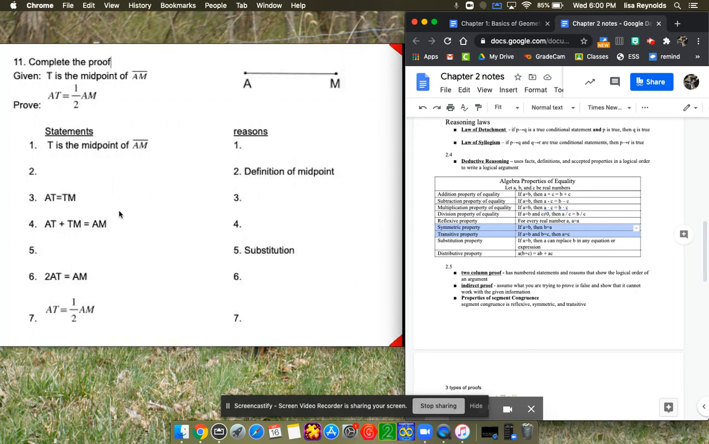So here's another one. We have a diagram. We are told in our given that T is the midpoint in this particular picture. So I find that, and I automatically know that the reason for that statement is because it was given. I'm also going to put point T on this particular diagram.